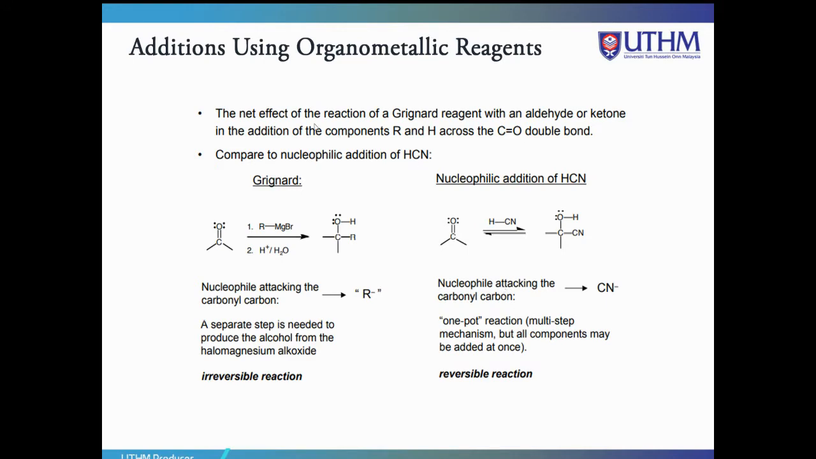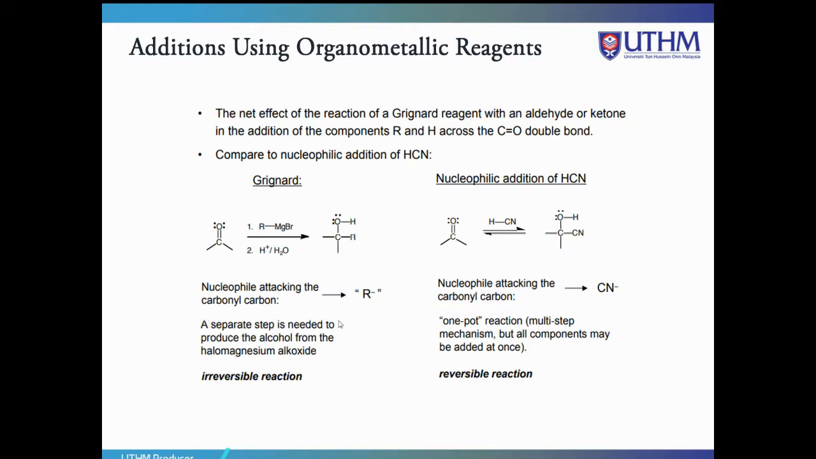The net effect of the reaction of a Grignard reagent with an aldehyde or ketone is the addition of R and H across the C=O double bond. Compare this to the nucleophilic addition of HCN. Grignard and nucleophilic addition of HCN: in both, a nucleophile attacks the carbonyl carbon. The carbonyl carbon is being attacked by the CN in one case, whereas it's being attacked by the hydrocarbon group in the other.